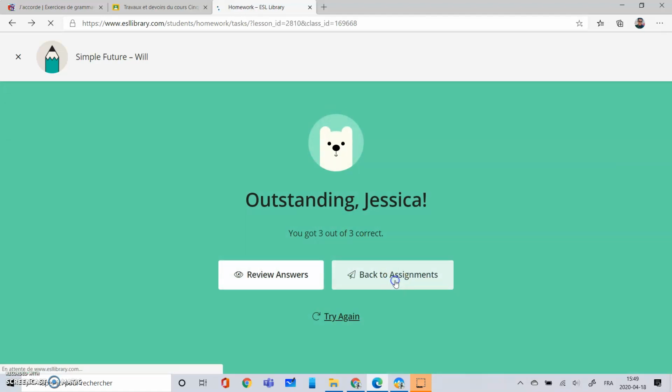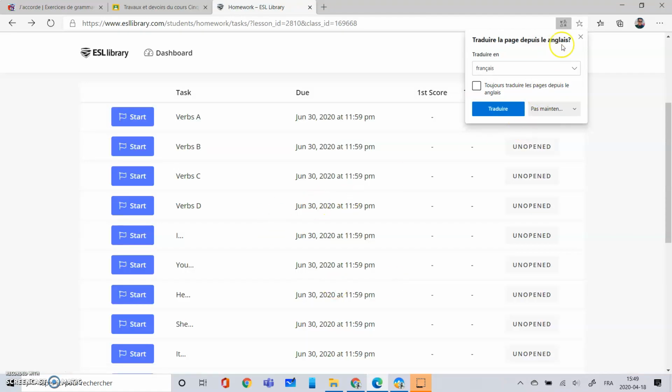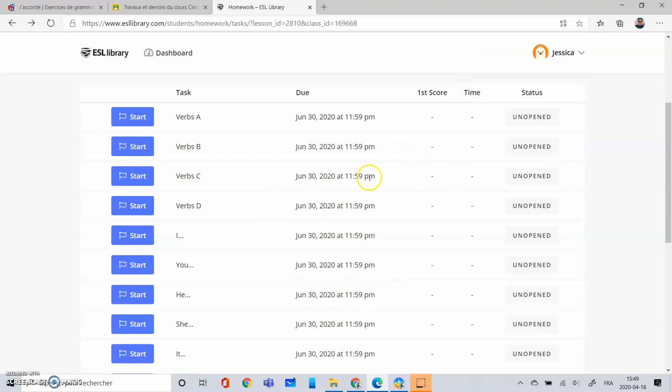That means if you go back to the assignments, you can continue with the other verbs. It shouldn't take that long. It's maximum 15 minutes of your time.